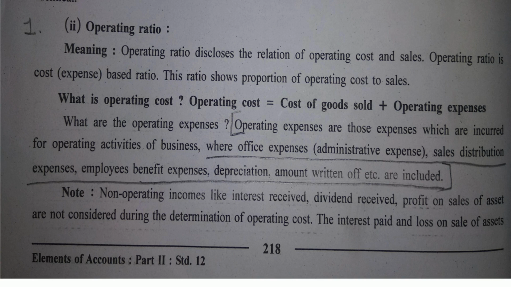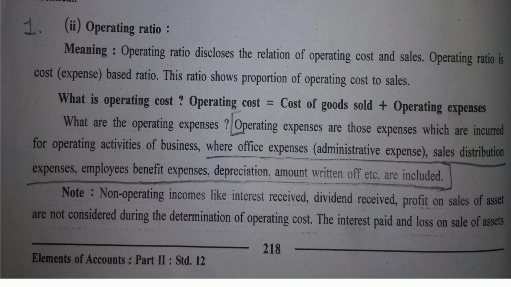So they have explained what operating expenses are. Operating expenses are those expenses which are incurred for operating activities of business, where office expense, administrative expense, sales and distribution expenses, employee benefit expenses, depreciation, amount written off, etc. are included.